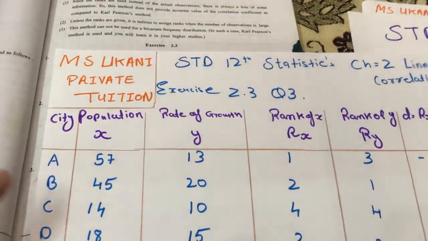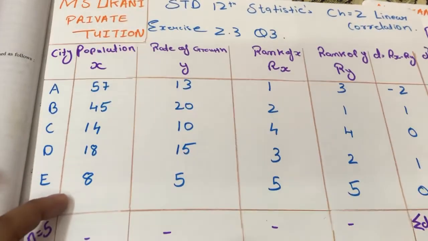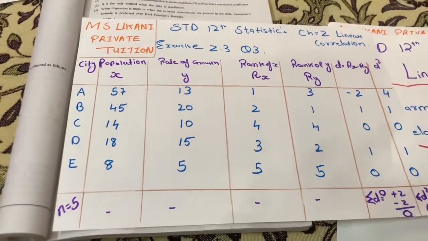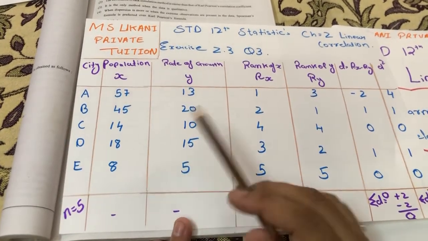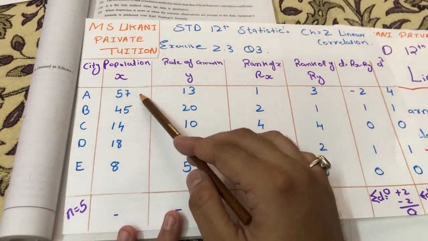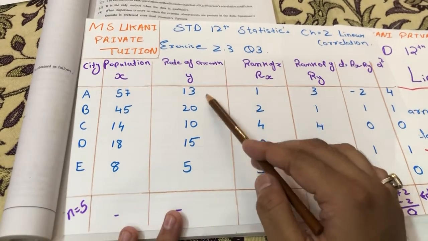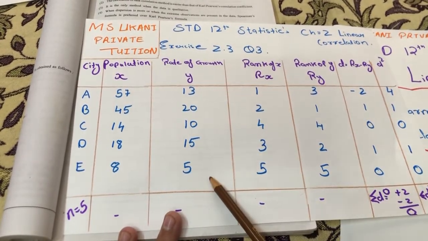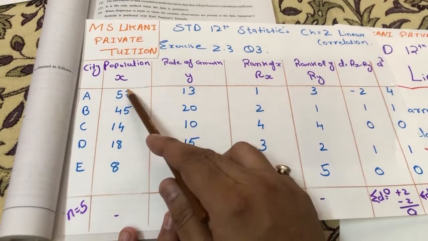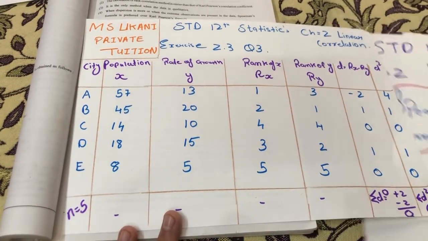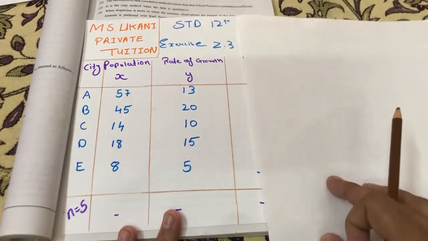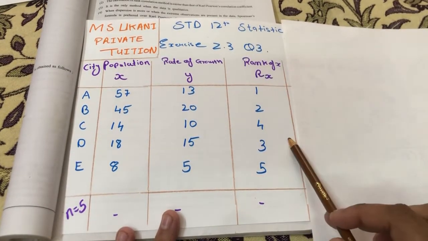So here, first of all, I had written the cities A, B, C, D, E which are given in the sum. X is also given in the sum and Y is also given in the sum. Now from X we will prepare Rx.